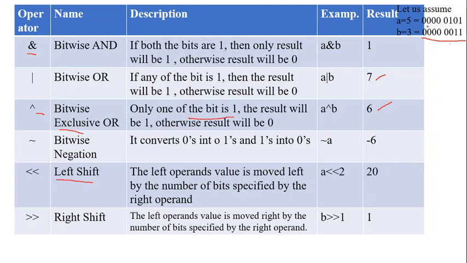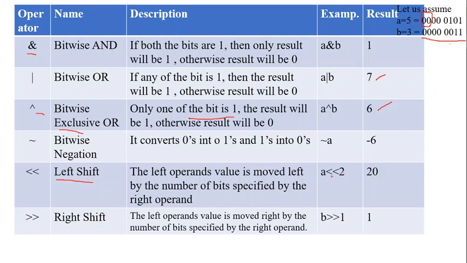For example, consider A. A is 4 zeros, 0 1 0 1. Here the leftmost 2 positions will be removed, and on the right-hand side it will add 2 zeros. It moves 2 positions to the left, which means the leftmost 2 positions are dropped, because 2 is given here. That's why I'm giving 2 positions. If I give 1, it will move 1 position to the left.